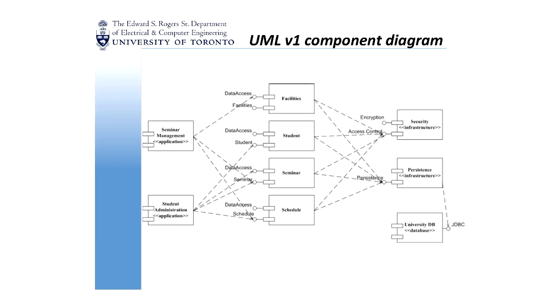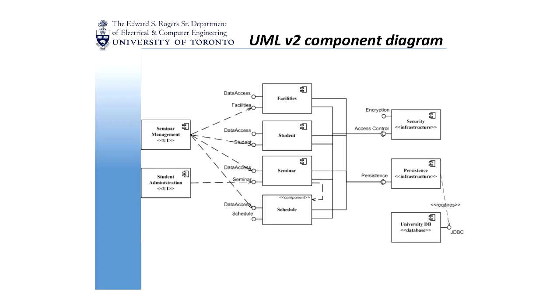It is helpful to look at how these diagrams have evolved. In older versions of UML, component diagrams often distinguished between the application logic, infrastructure, and the underlying database. Notice how the seminar management application relies on various data access points that eventually point back to the university database.